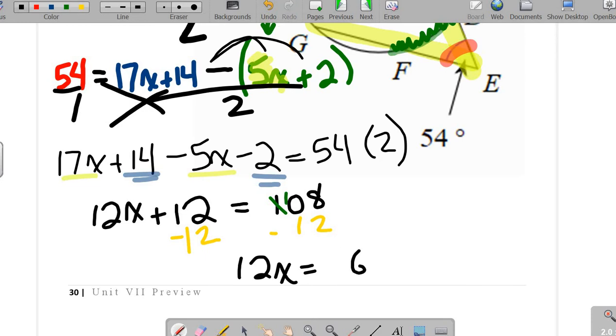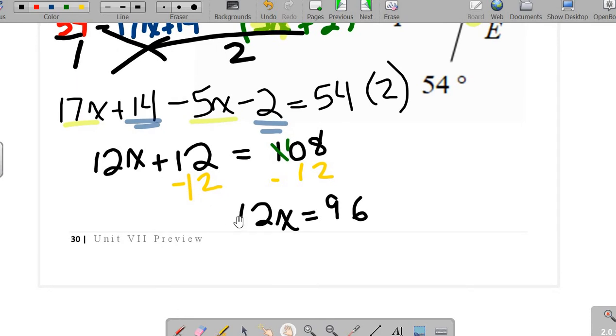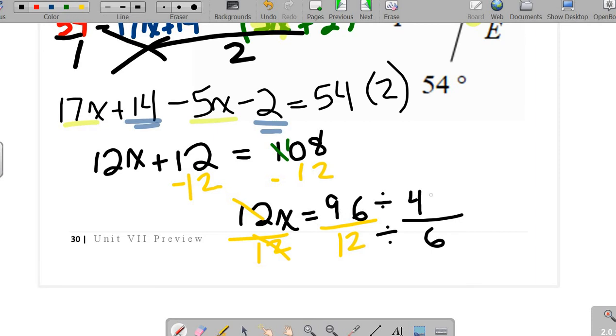So here we have a 6 and a 96. And I want to figure out what 12 goes into 96. So I'm going to just divide by 12. And without using a calculator, first I'm just going to divide each by 2 and get it down to a smaller number that I'm comfortable with. So that's 6, and 96 divided by 2, so that's 48. And now it's a little bit easier to see how that works. 6 goes in there 8 times. So my x is 8.